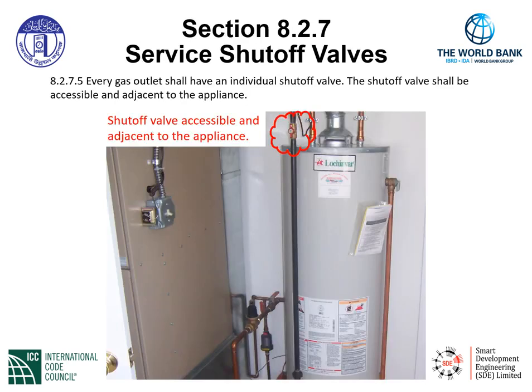Every gas outlet needs to have an individual shutoff valve required by 8.2.7.5. The shutoff valve shall be accessible and adjacent to the appliance. We can see we've got a water heating device here. As such, we have the shutoff valve that is accessible and it is adjacent to the appliance as required by this code section.